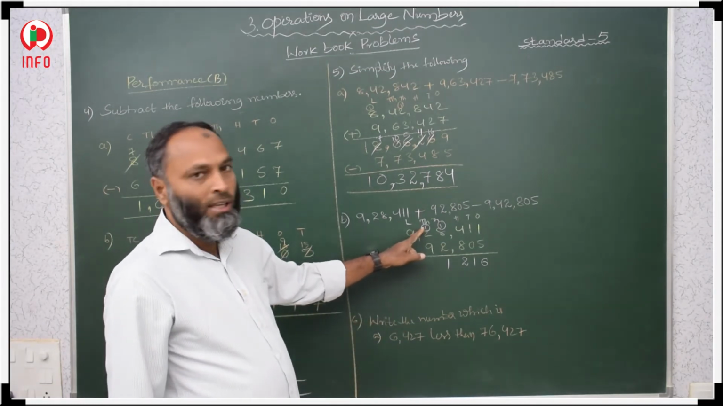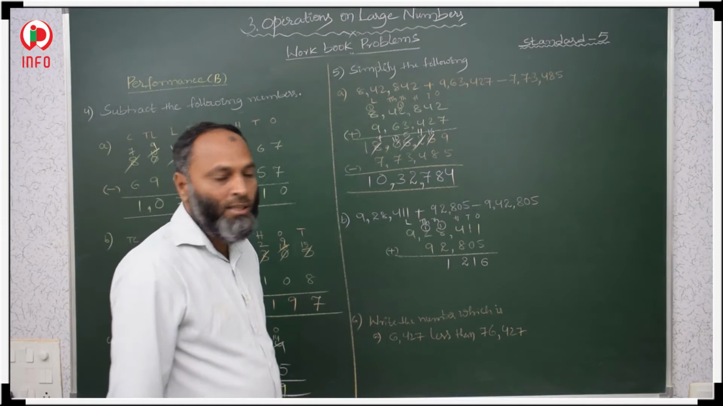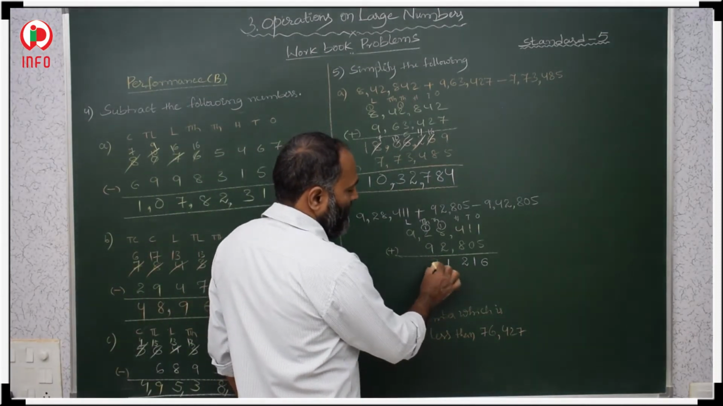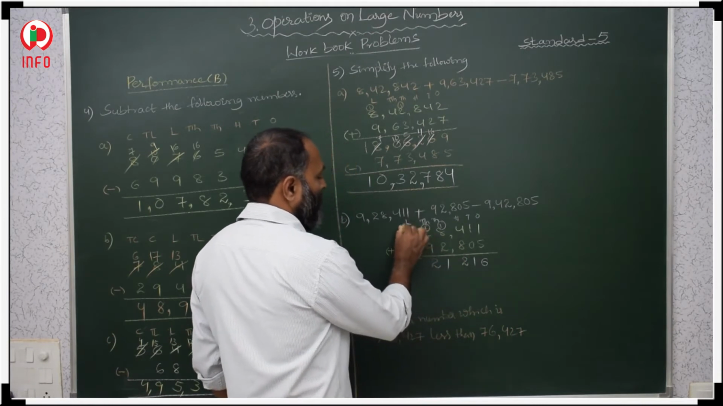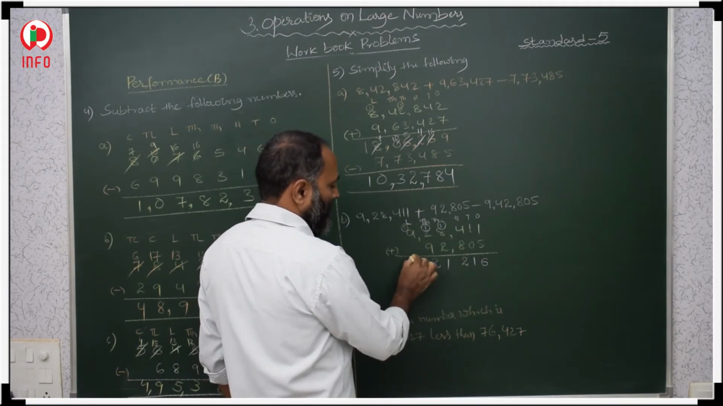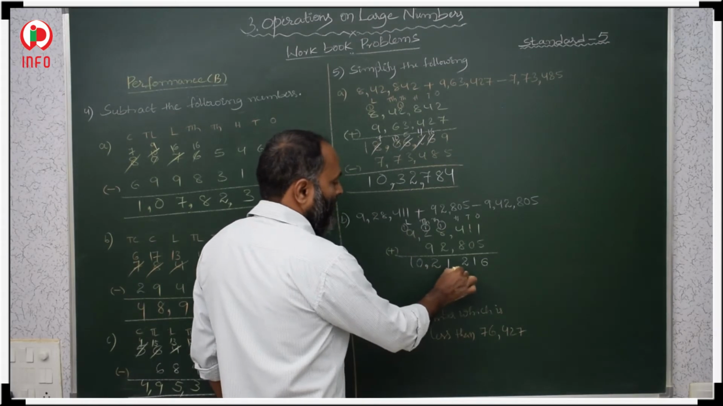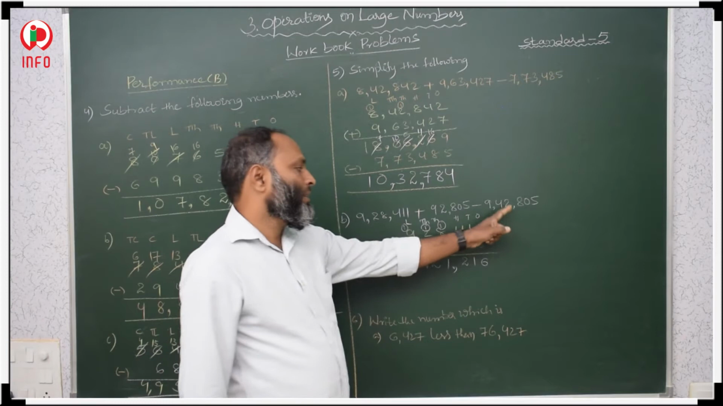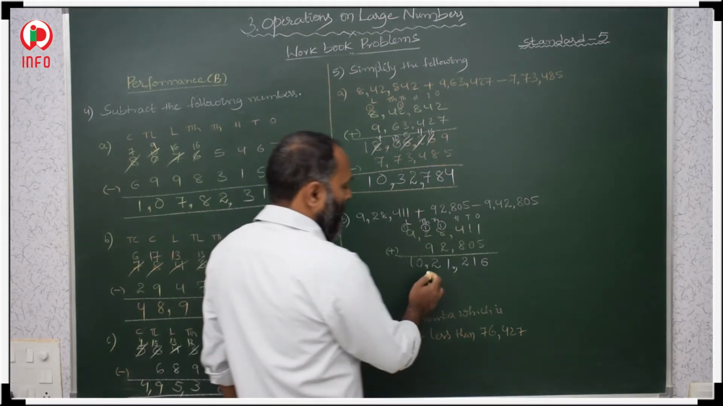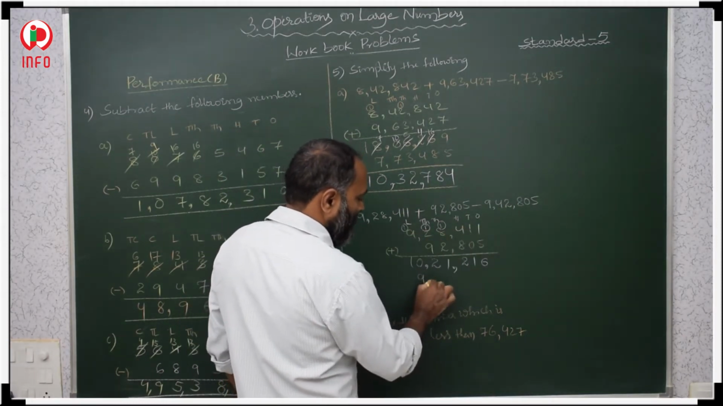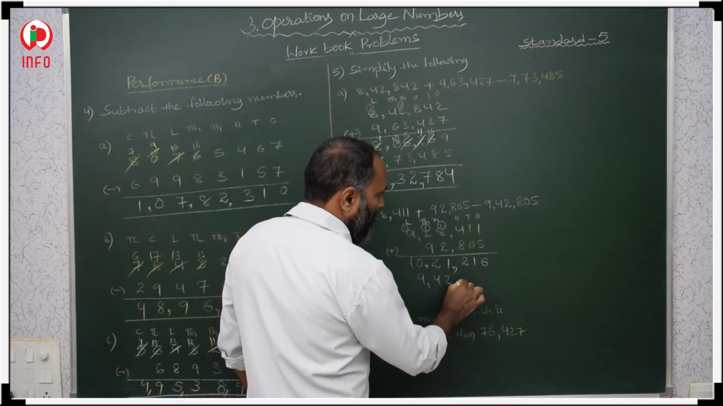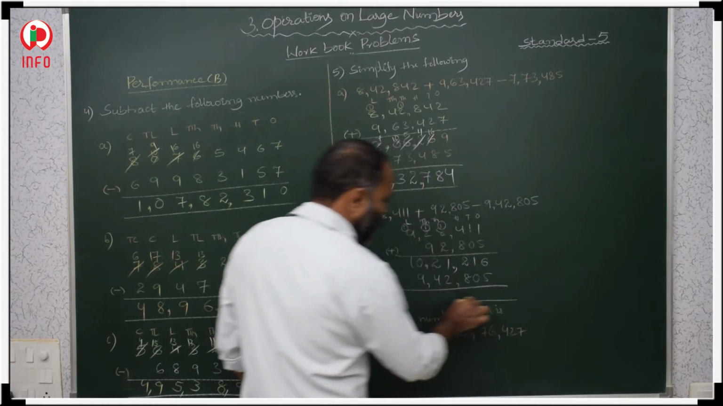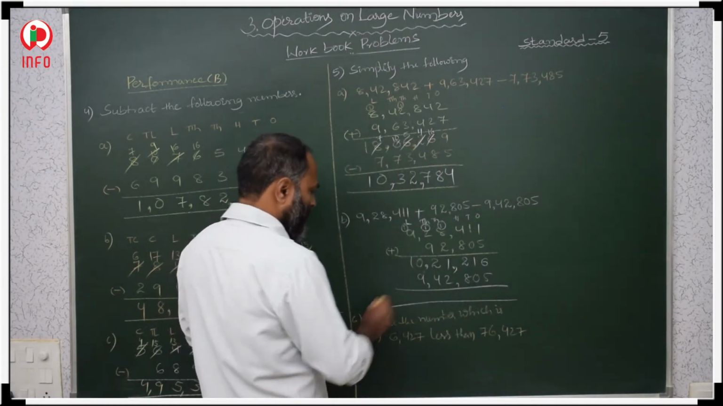2 plus 1, 3. 3 plus 9 is how much? 12. 12 means 2 in ten thousands and 1 in lakhs. 9 plus 1, 10. 10 lakhs 21,216. From this we have to subtract. That is, 9 lakhs 42,805 minus.